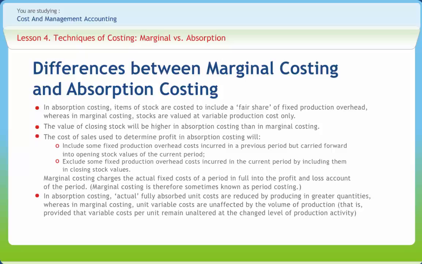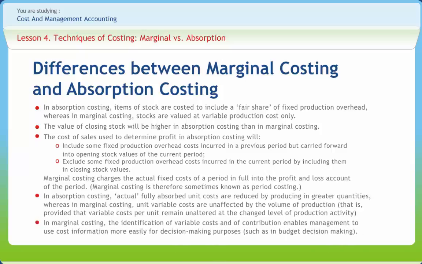Profit per unit in any period can be affected by the actual volume of production in absorption costing. This is not the case in marginal costing. In marginal costing, the identification of variable costs and of contribution enables management to use cost information more easily for decision-making purposes, such as in budget decision-making. It is easy to decide by how much contribution will be affected by changes in sales volume. Profit would be unaffected by changes in production volume.